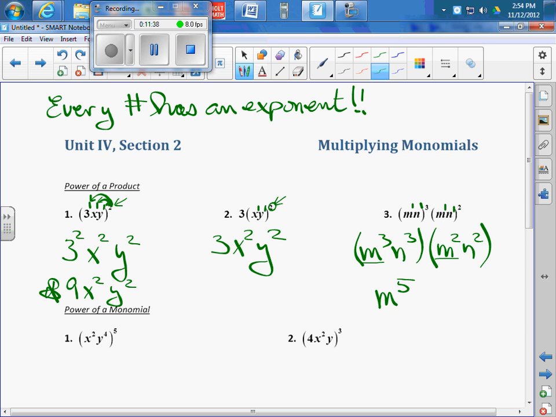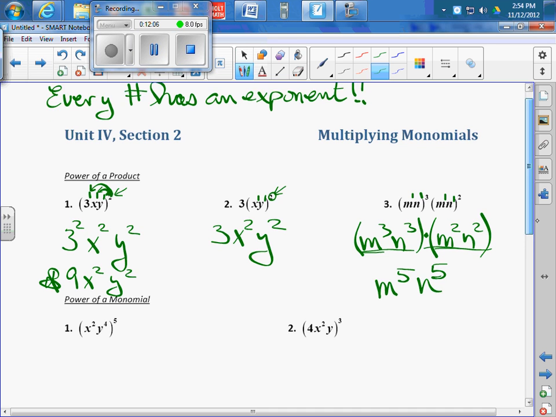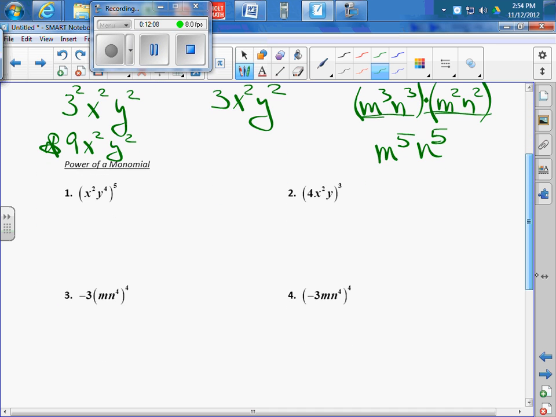I have m to the third, n to the third is 1 monomial. I'm multiplying it times m to the second, n to the second, which is another monomial. So I'm multiplying 2 monomials. What do we do? Multiply the coefficients. 1 times 1 is 1. Add the exponents of like bases. M to the third times m to the second would be m to the fifth. N to the third times n to the second is n to the fifth power as well. Final answer, m to the fifth, n to the fifth.